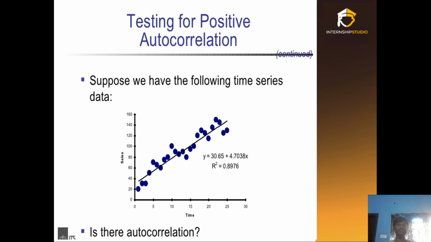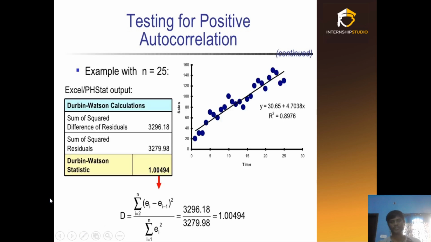And yeah, this is how you are going to test for the positive autocorrelation. Suppose we have the following time series data. Suppose this is the time series data you have, and with respect to time, you have the sales data, and you have already fitted a model across it. This is the model that you have fitted, and this is the R square value that you have updated. Is there autocorrelation? So the question is to identify or to understand the autocorrelation part.